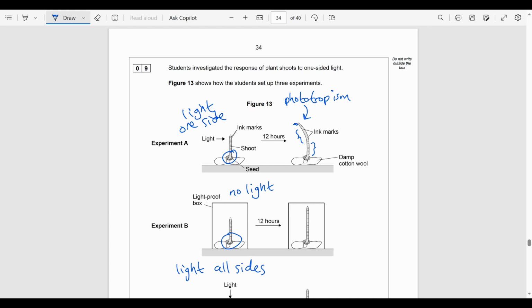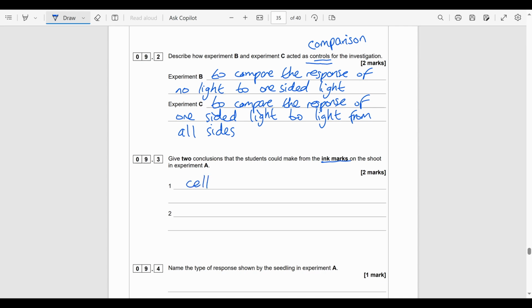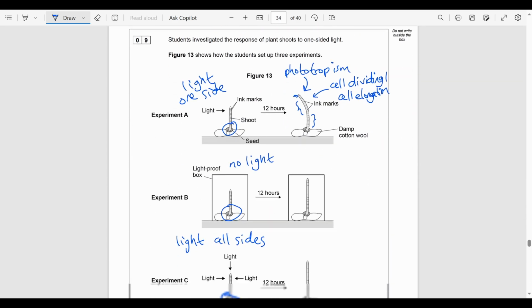So what is that telling us then? Well, you have to think about the reason for this shoot growing. The reason why the shoot is growing is because cells are dividing or the cells are elongating. So there's either going to be cell division or cell elongation happening. But because there are greater separations or greater distance between the ink marks, that's telling us that this cell division is occurring towards the top of the shoot or the tip of the shoot. So it's not really occurring at the bottom of the shoot. So the first thing that we can say then is that the cell division is occurring at the tip of the shoot. Okay. We need to give 2 conclusions here.